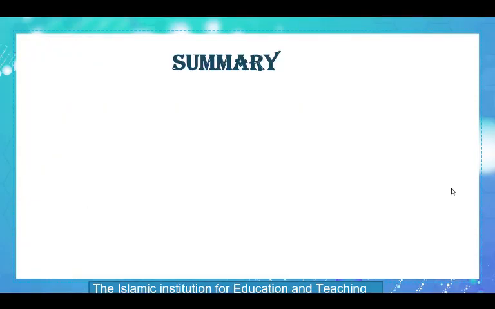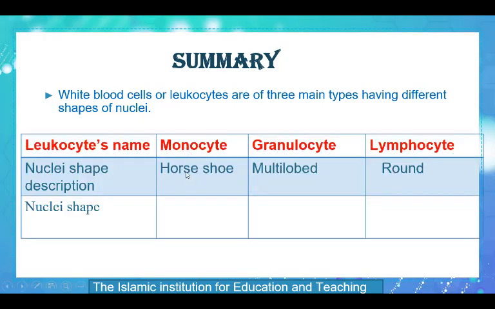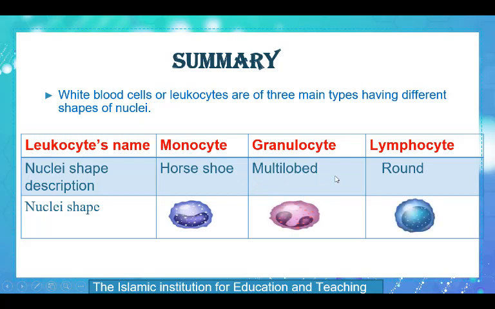Let's make a quick summary about what we've taken today. White blood cells or leukocytes are of 3 main types having different shapes of nuclei. Monocyte has a horseshoe-shaped nucleus. Granulocyte has a multi-lobed nucleus. Lymphocyte has a round nucleus.